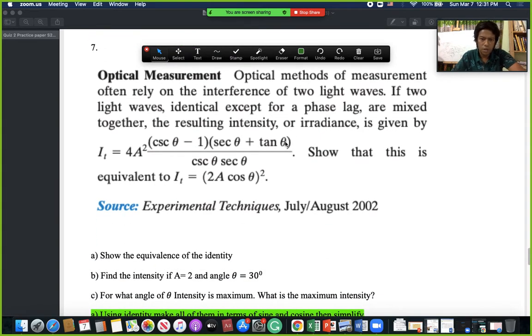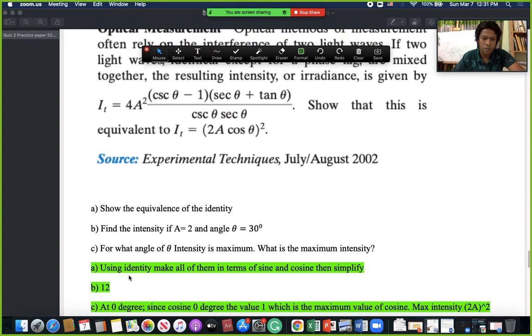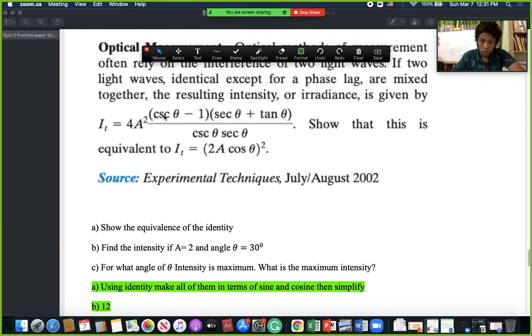For this math, also for the evaluation, for proving that they are equivalent, you can just start using the formula. First of all, you see, we have written here, using the identity, make all of them in terms of sine and cosine, then simplify. It means cosec equals 1 by sine, sec equals 1 by cos, tan equals sine by cos. Then just convert all of them to sine and cosine, then do the LCM, do some calculation. You will see that the solution will start coming.